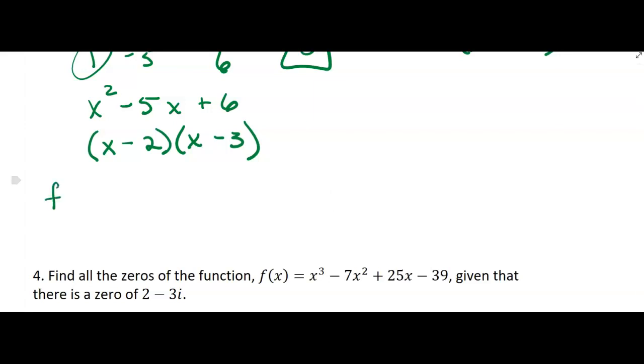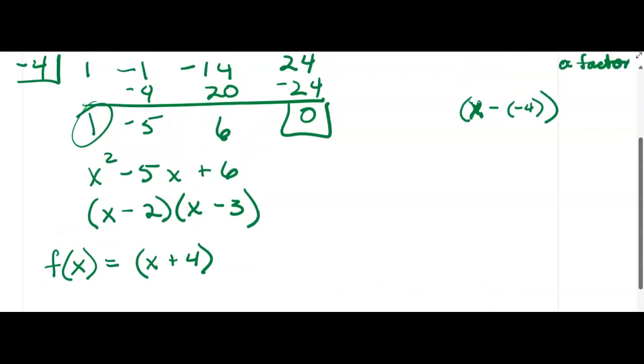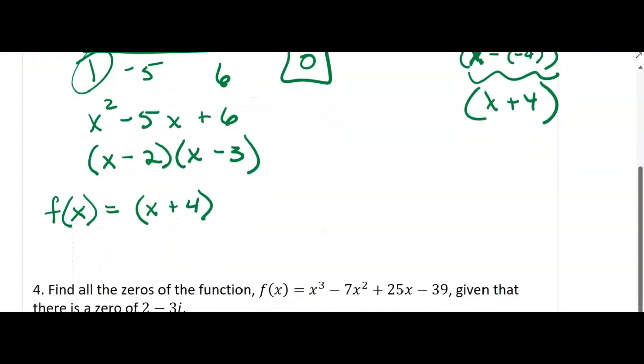They wanted the function written, factored into linear factors, and you have them all. You have the one that we did up there, which winds up being x plus 4, right? So this right here is x plus 4. That's one of the factors. There should be 3 linear factors. So that's one of them. And then the other 2 are x minus 2 and x minus 3.